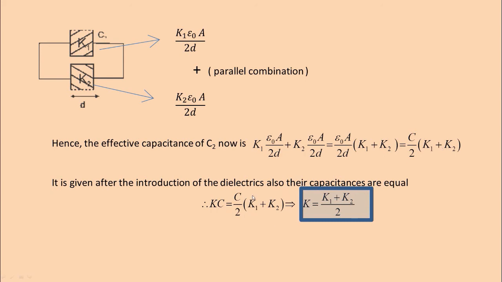C and C you can cancel. What remains? K equals K1 plus K2. 2 also cancels with the factor. So this is the relation between K, K1 and K2.